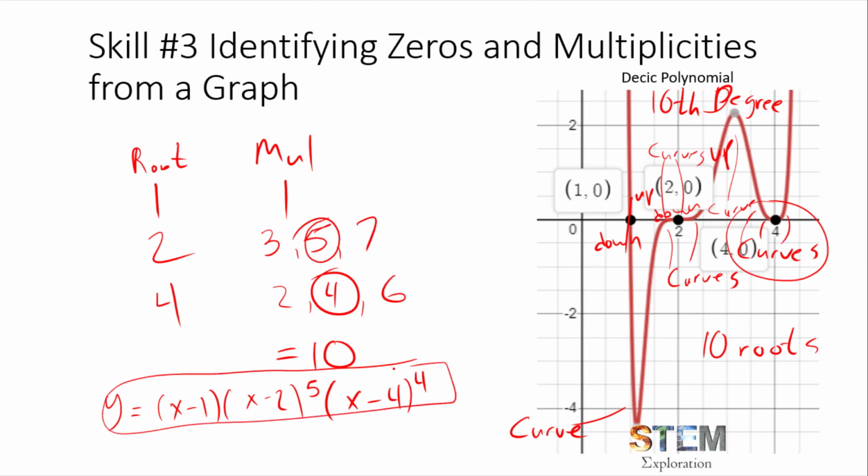And so when you're looking at this, just keep in mind that there is a lot that you can tell just by looking at a graph. You can identify the zeros present. You can identify the multiplicities of those zeros. You can tell whether it's a linear, quadratic, cubic, quartic, quintic polynomial or a higher one, just by simply looking and trying to find the curves that are present and where it crosses the x-axis.